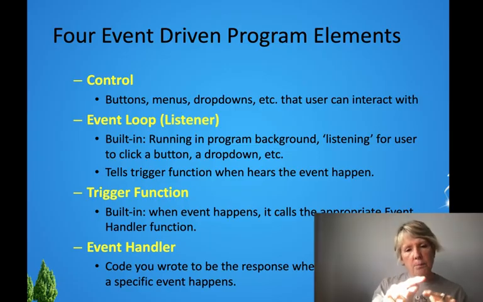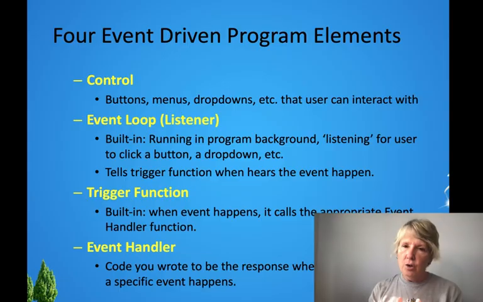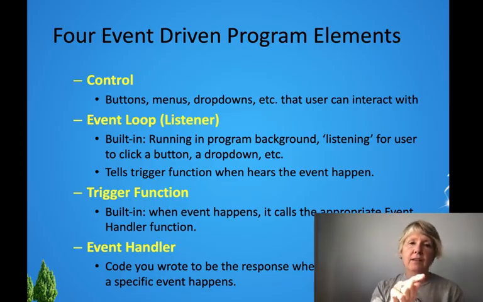And then the event loop and the trigger function are both pre-written, pre-built-in code in the language, in our case JavaScript. And so when you create an event for a control, like a button, let's just talk about buttons. When you create an event for that particular button, automatically the system adds an event loop for this event and a trigger function for this event for that particular button.